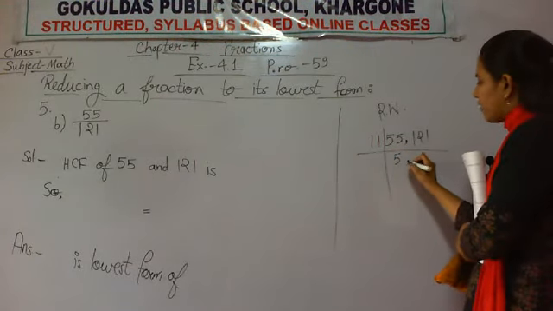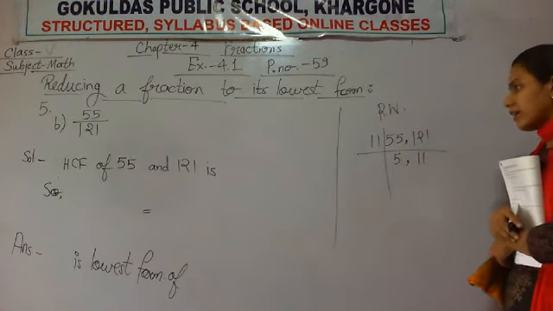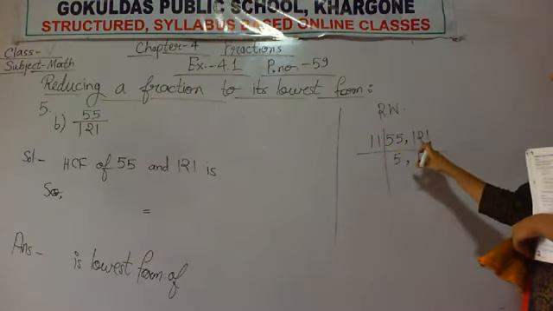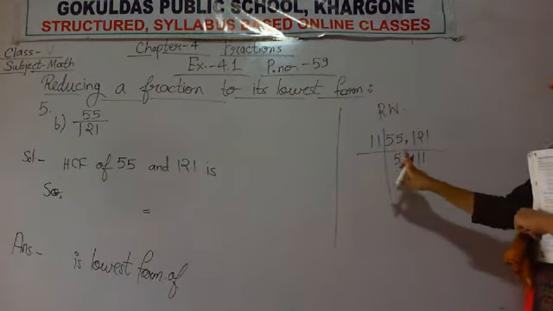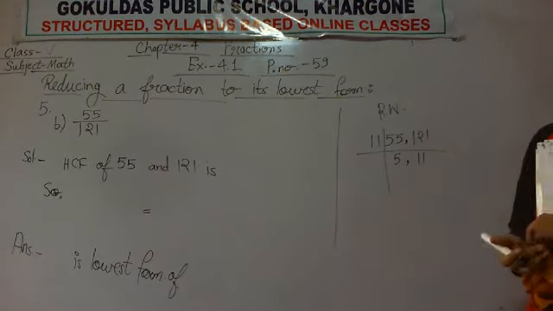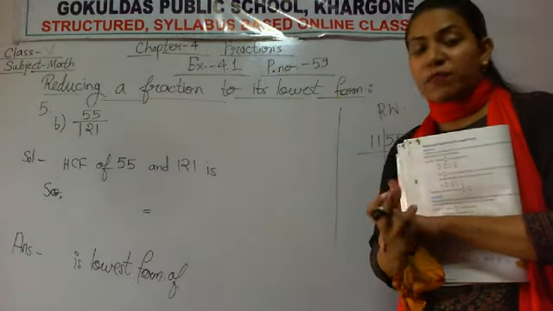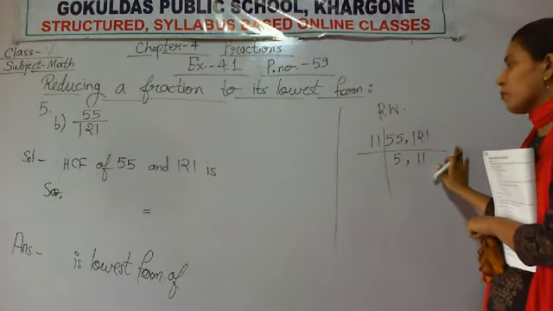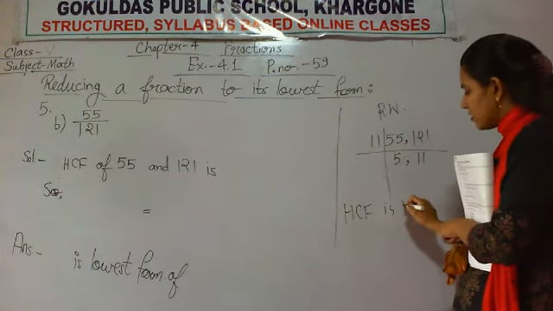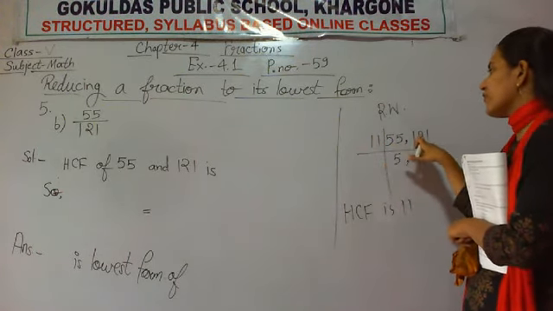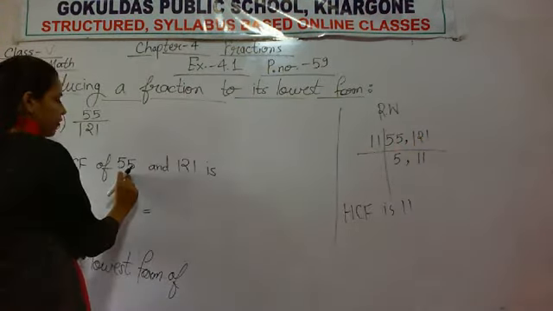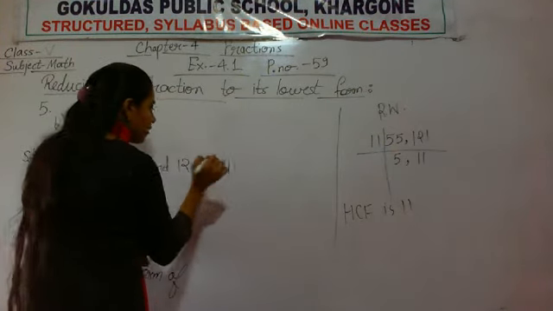11 5s are 55, 11 11s are 121. 55 and 121 both are divisible by 11. Now we got 5 and 11. Both are prime numbers, both are not divisible by a common factor. So we will stop our division here and we conclude that HCF of 55 and 121 is 11.